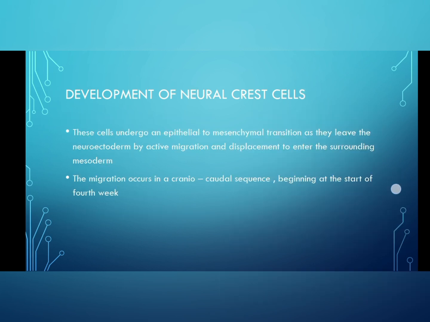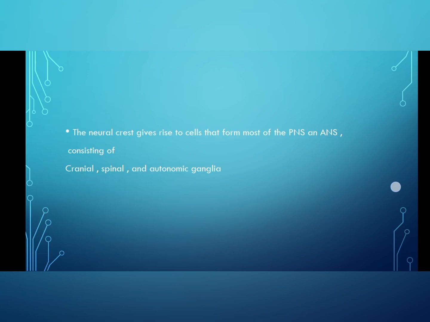These cells undergo an epithelial to mesenchymal transition as they leave the neuroectoderm by active migration and displacement to enter the surrounding mesoderm. The migration occurs in a craniocaudal sequence, beginning at the start of the fourth week. The neural crest gives rise to cells that form the PNS and ANS, consisting of cranial, spinal and autonomic ganglia.